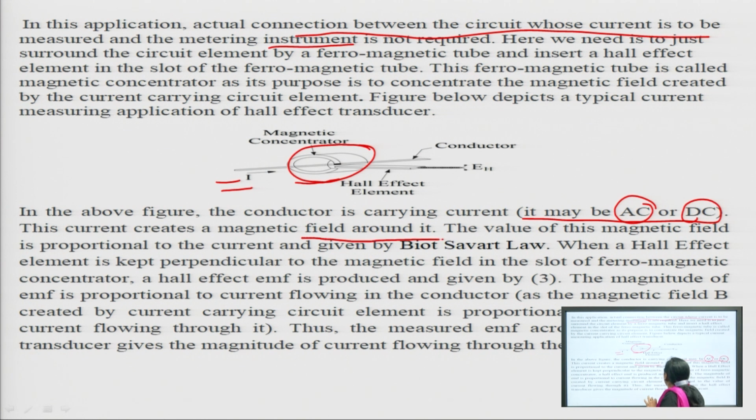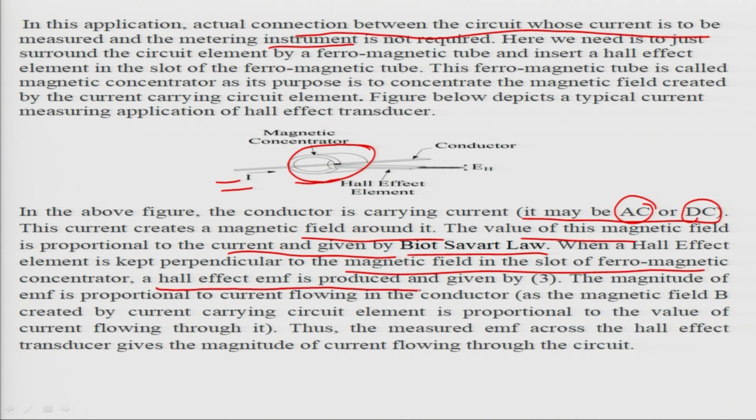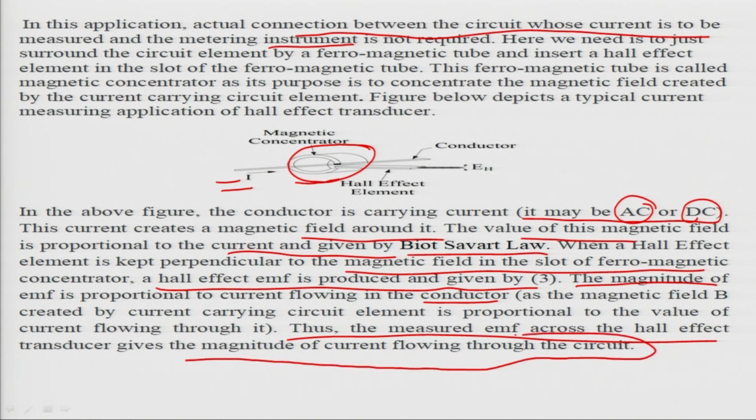The current creates a magnetic field around it, and the value of this magnetic field is proportional to the current, given by the Biot-Savart law. When a Hall effect element is perpendicular to the magnetic field in the slot of the ferromagnetic concentrator, a Hall voltage is produced, proportional to the current flowing in the conductor. Thus the measurement of EMF across the Hall effect transducer gives the magnitude of the current flowing in the circuit. Especially, the same principle is not changed.